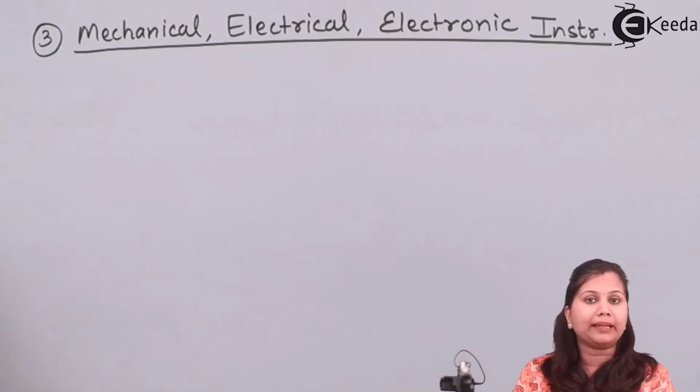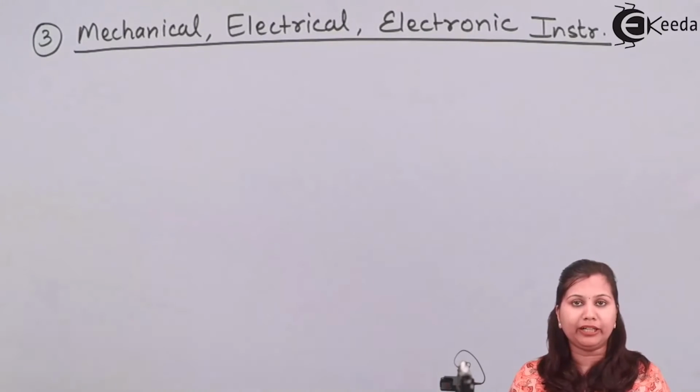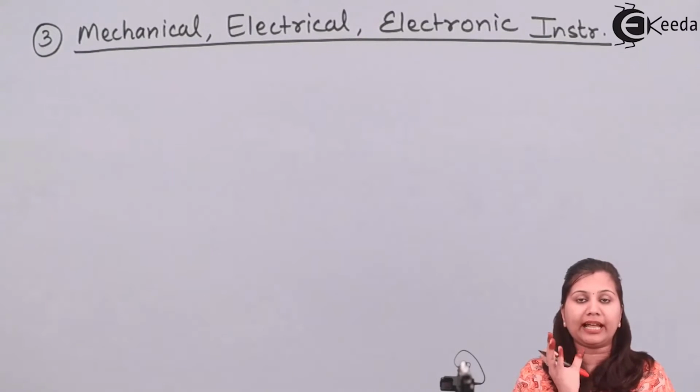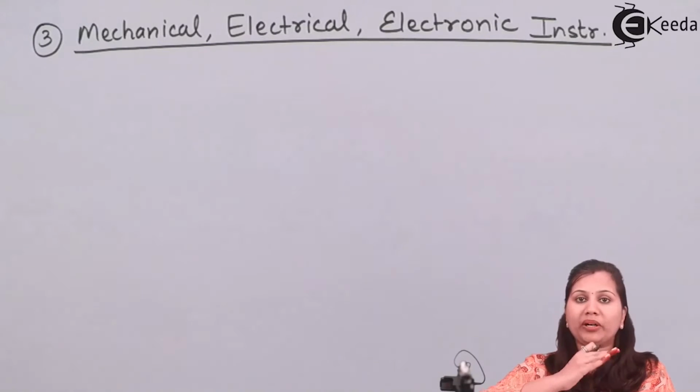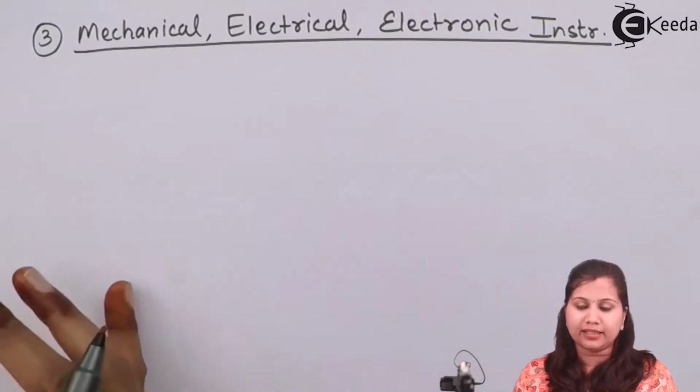Like for example, mechanical instruments, like if we have the galvanometer. In the galvanometer, the pointer is deflected due to the movement of the coil. This coil is placed in the magnetic field of a magnet, and when the magnetic field changes from strong to weak, the coil is rotated. So due to the rotation of the coil, the pointer is deflected over a scale. So that is a type of mechanical instrument.